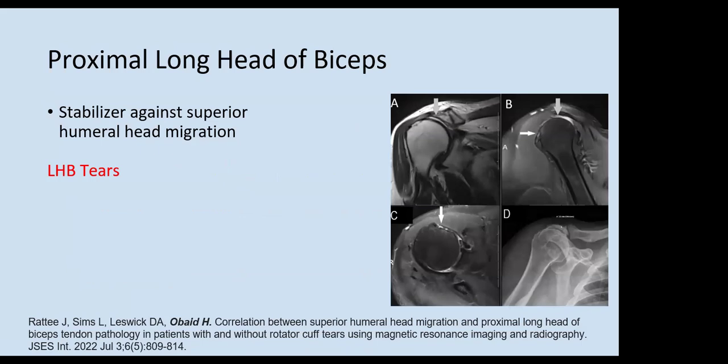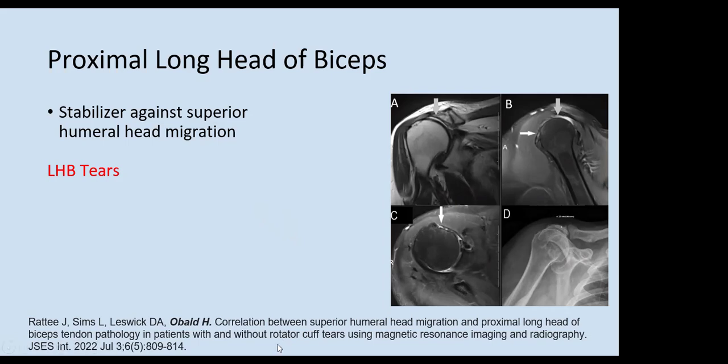Okay, we're done with the rotator cuff tendons. We move on to the proximal long-headed biceps tendon, which can also be implicated in the subacromial impingement. The proximal long-headed biceps tendon is a very interesting tendon because it plays a major role in the stabilization of the humeral head, particularly in patients with rotator cuff tears.